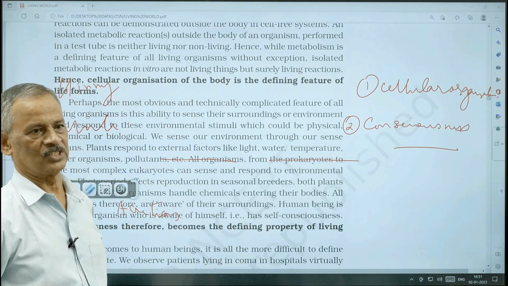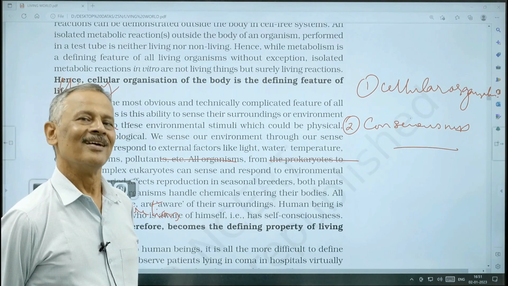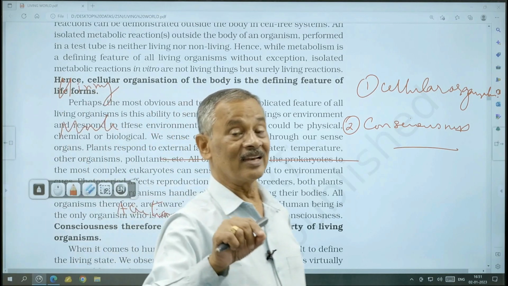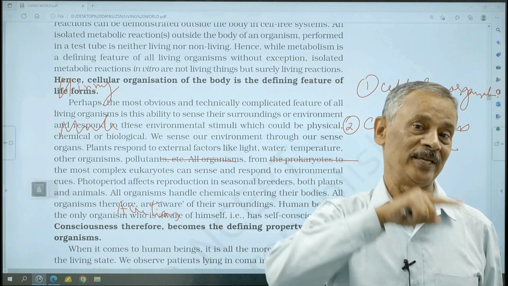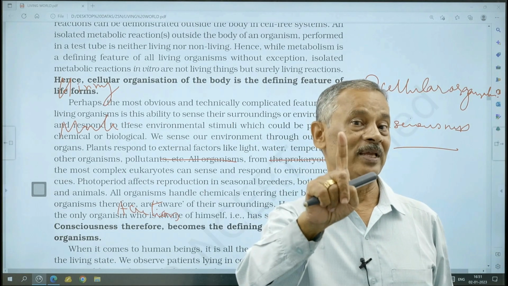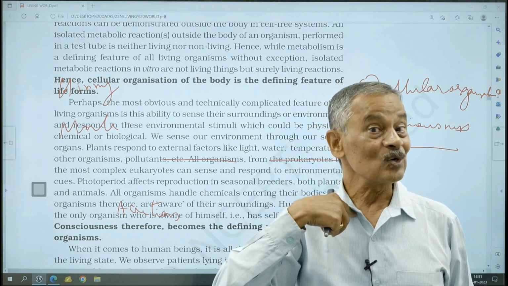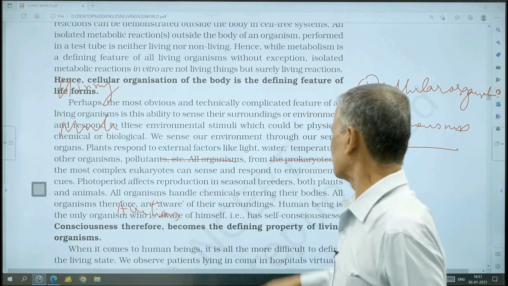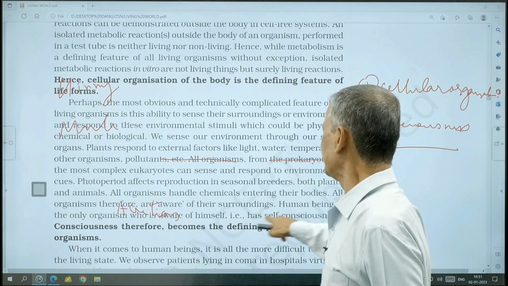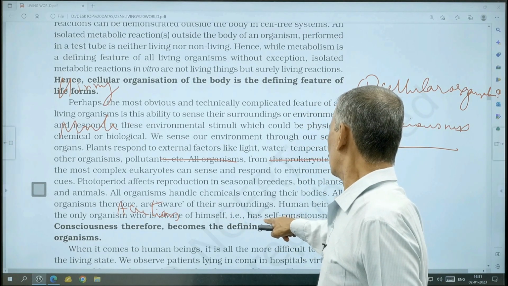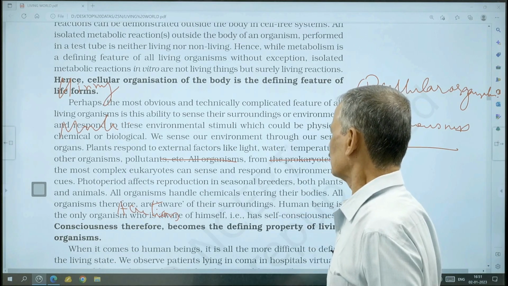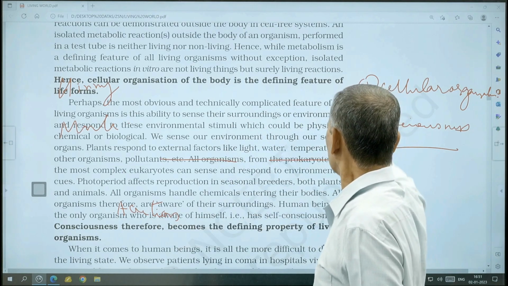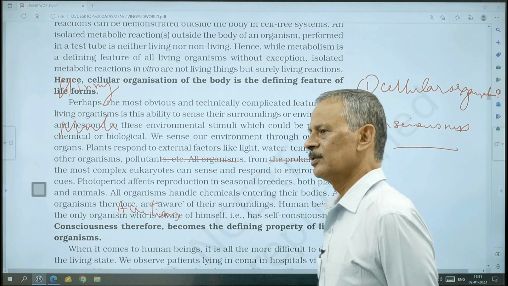These are the two all-inclusive defining features. And along with that, you have to understand that there is a unique property for human beings, not for all, only for human beings. He is also conscious of himself. That is called self-consciousness. Human being is the only organism having self-consciousness. So consciousness also becomes a defining property of living things.